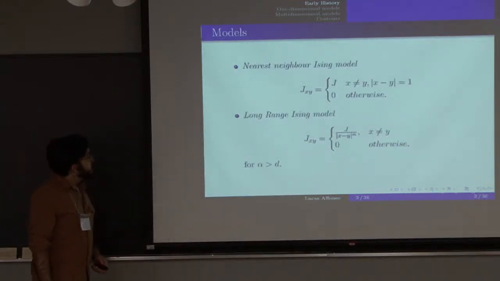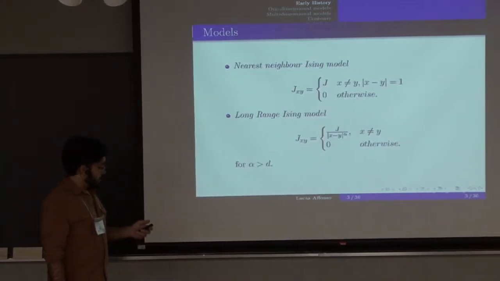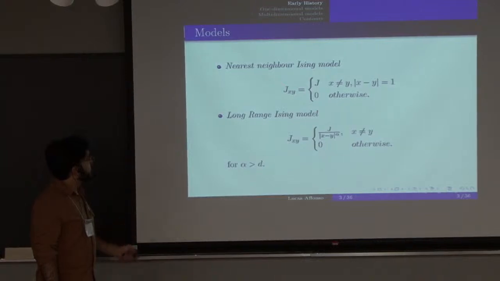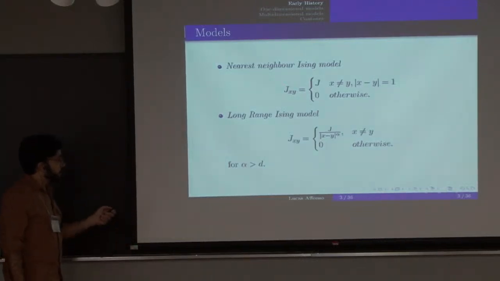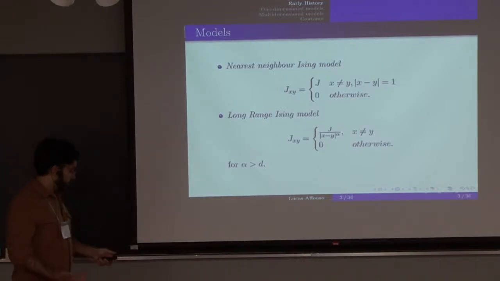And the most important examples that I will talk about are the nearest neighbor Ising model, where the J_xy, the coupling constants, are chosen in this way. The long-range Ising model with polynomial decay, when alpha needs to be larger than d, and also this constant J needs to be positive for the model to be ferromagnetic.